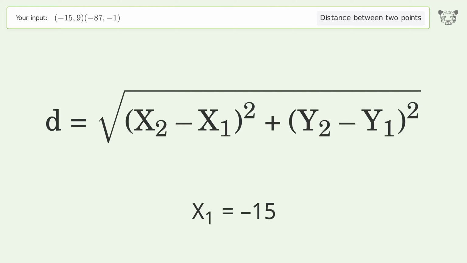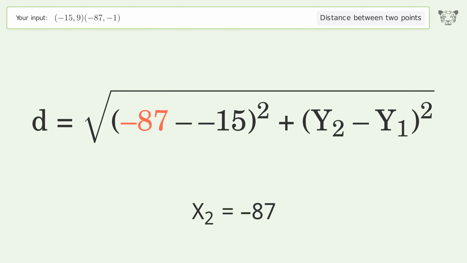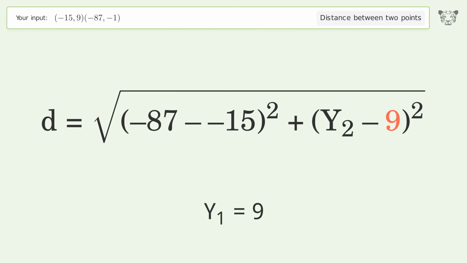x1 equals -15. x2 equals -87. y1 equals 9. y2 equals -1.